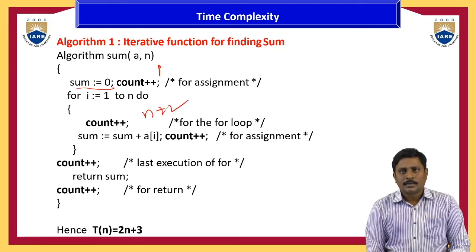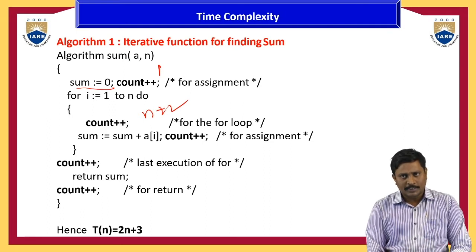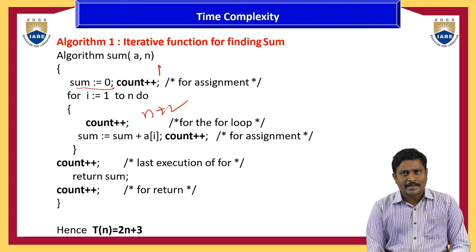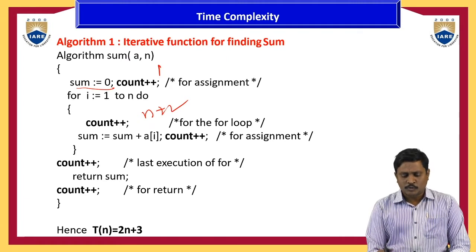Now again sum equal to sum plus a of i, and again count plus plus. So this sum equal to sum plus a of i repeats under this for loop n times. So previously the count value is n plus 2, plus n, that means 2n plus 2 now.